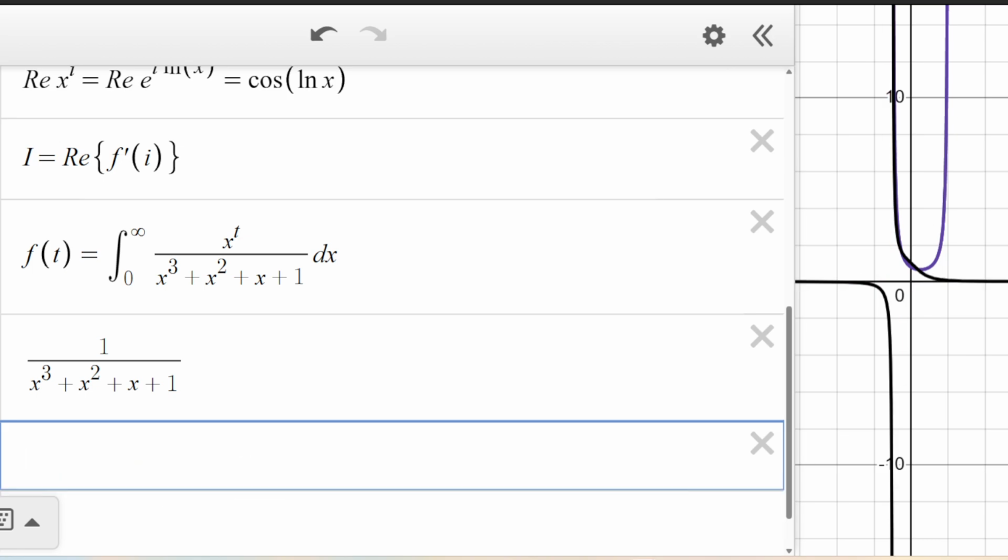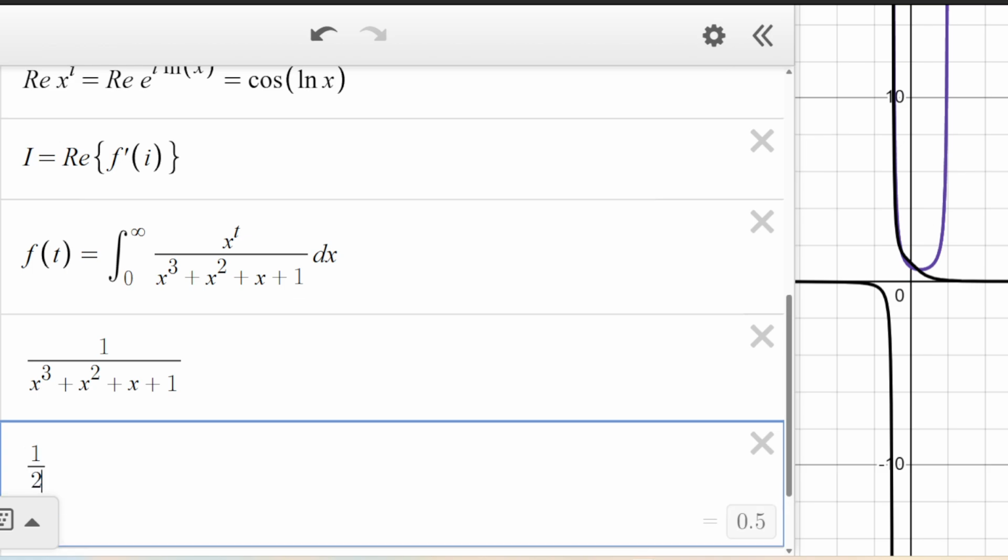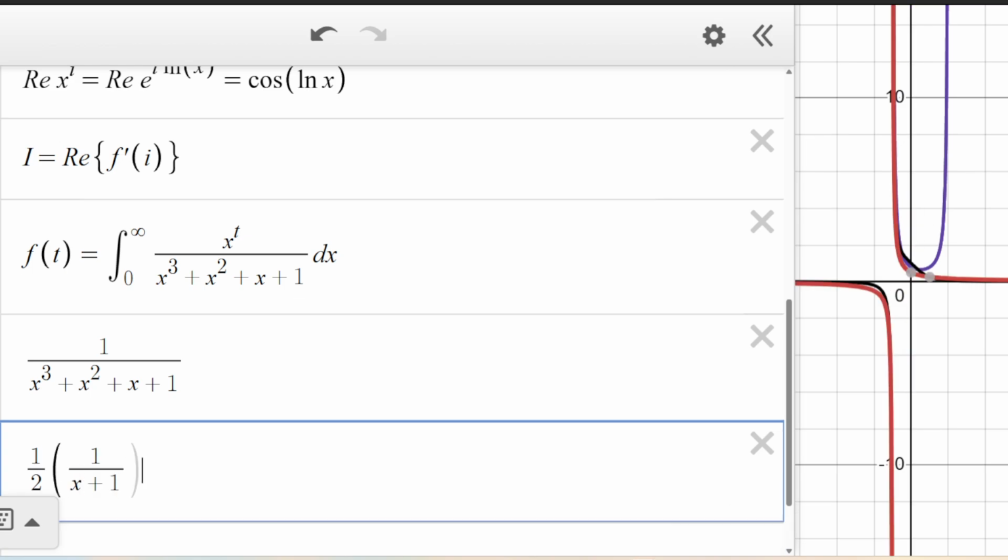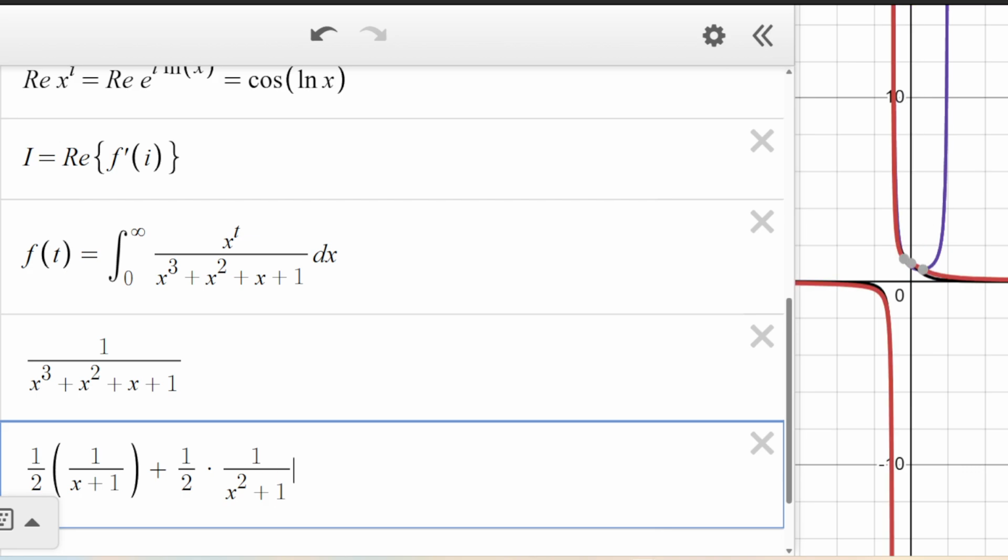Well, you know what? I'm just going to skip right to the answer. This is going to be equal to 1 half, sorry, I already did this in advance, 1 over x plus 1, plus 1 half times 1 over x squared plus 1. This is just partial fraction decomposition. Minus 1 half times x over x squared plus 1.